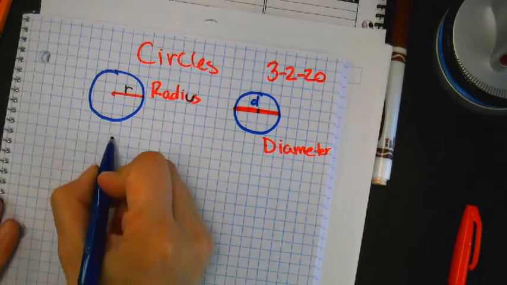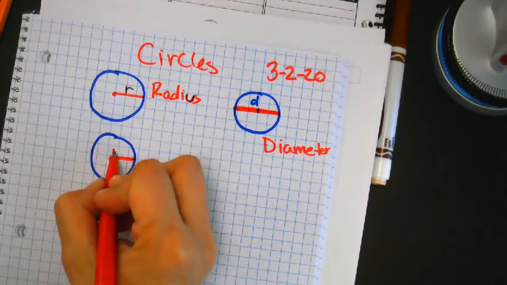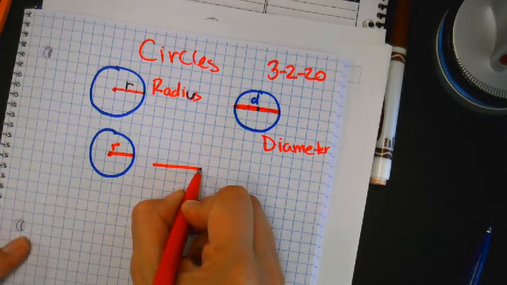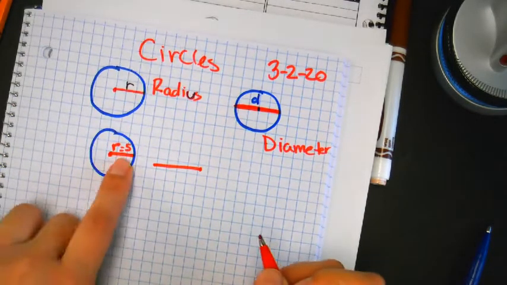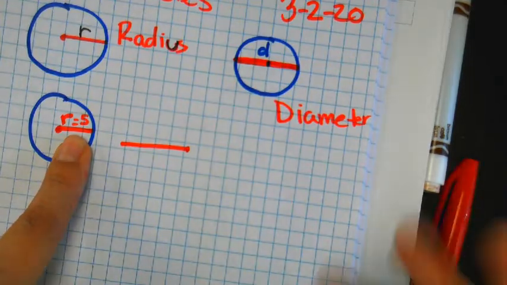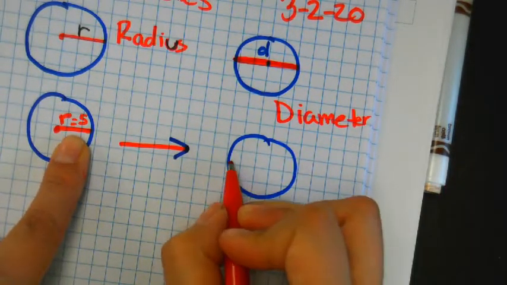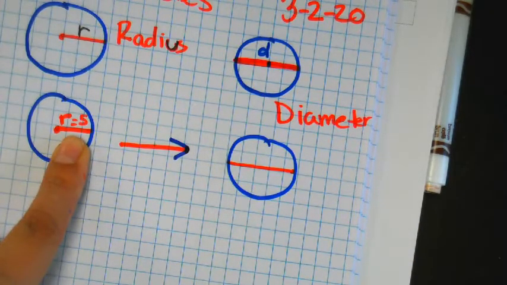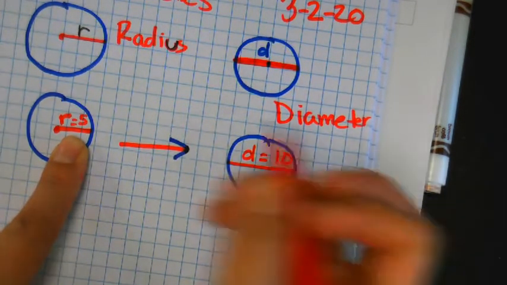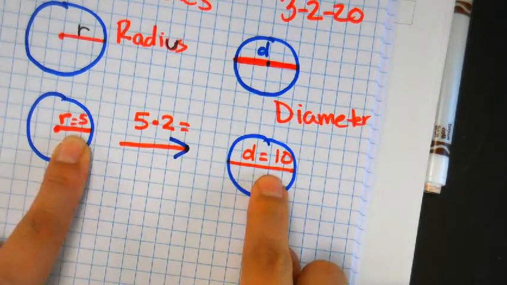Okay, so if I give you a circle that has a radius of 5, so the radius is 5. What would be the diameter? What would the diameter equal? 10. Yes, because I would take my radius of 5 and multiply it by 2 to get my diameter. Okay?